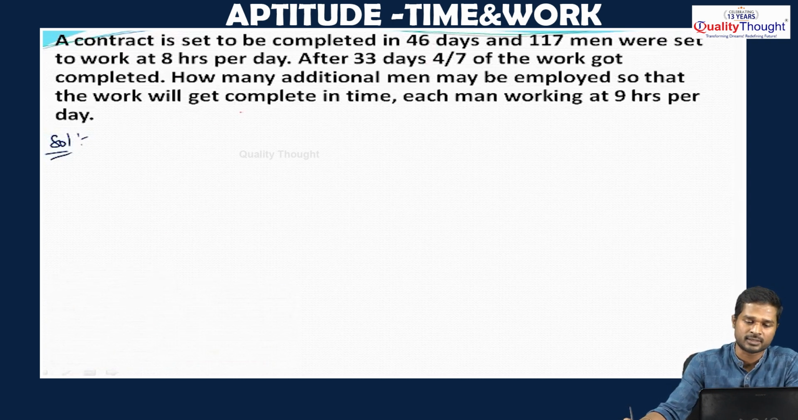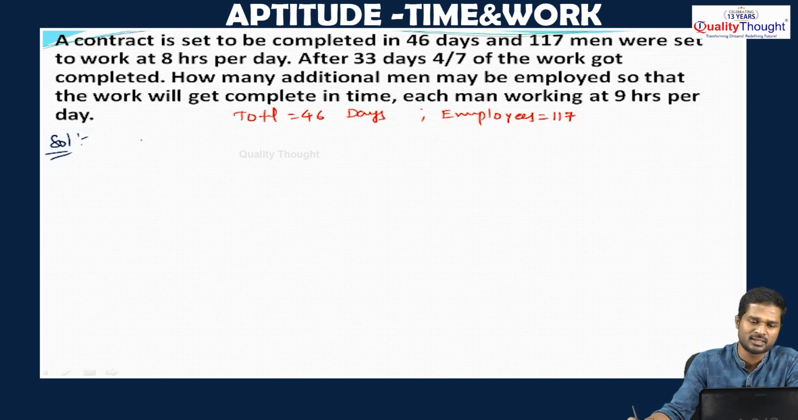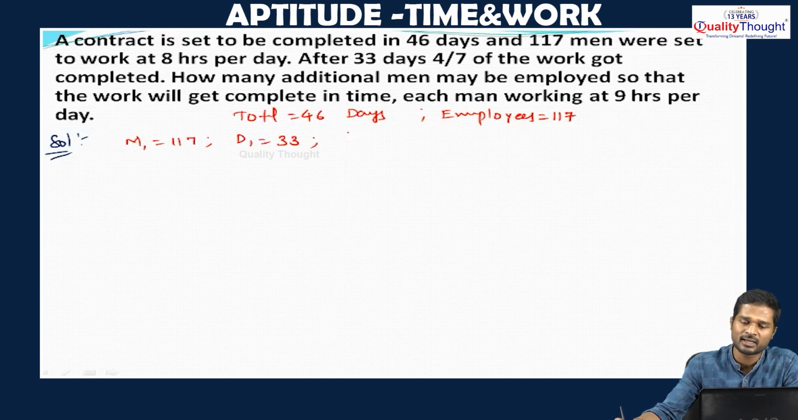So, total days 46, total 46 days and total employees were 117 as of now. Now, check here what are the things he has given, I am just writing it. So, number of people in the first case 117, days, how many days these people worked? 33 days they worked. And what is the work that is completed? Work that is completed is 4 by 7 and they were working for 8 hours per day.